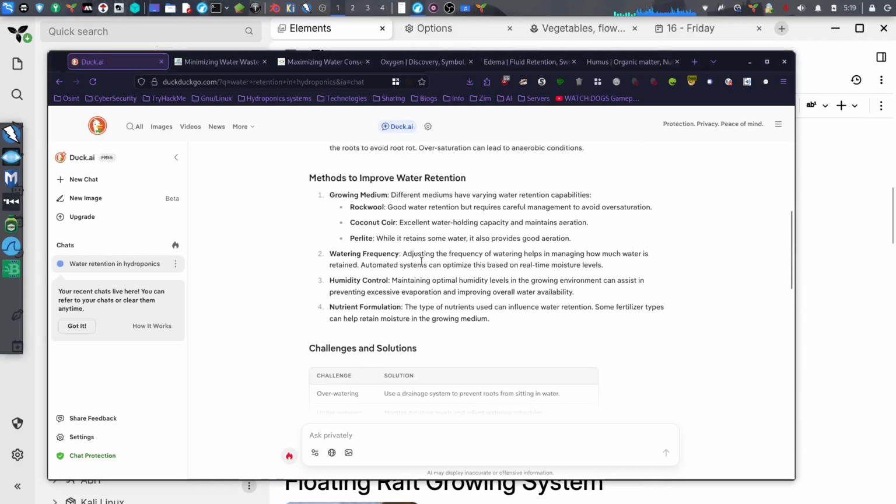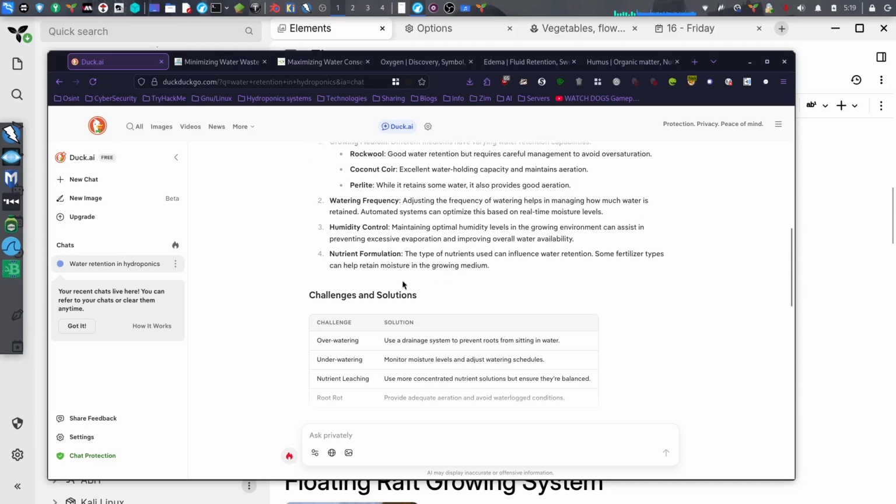Watering frequency: adjusting the frequency of watering helps in managing how much water is retained. Automated systems can optimize this based on real-time moisture levels. Humidity control: maintaining optimal humidity levels in the growing environment can assist in preventing excess evaporation and improving overall water availability. Nutrient formulation: the type of nutrients used can influence water retention. Some fertilizer types can help retain moisture in the growing medium.